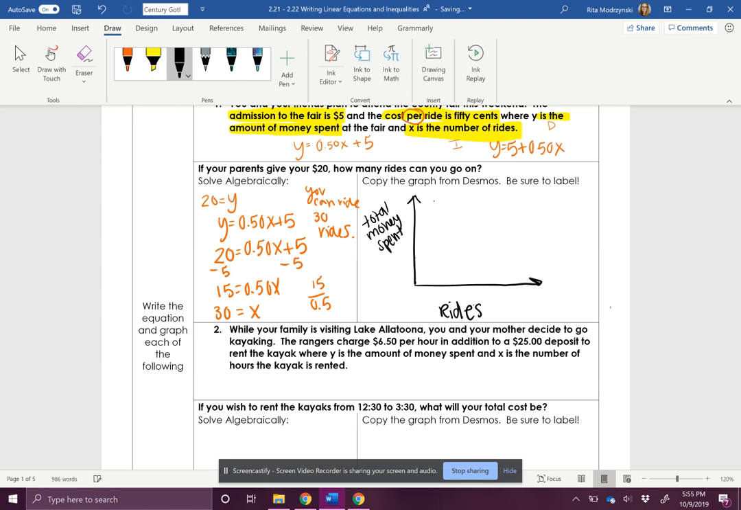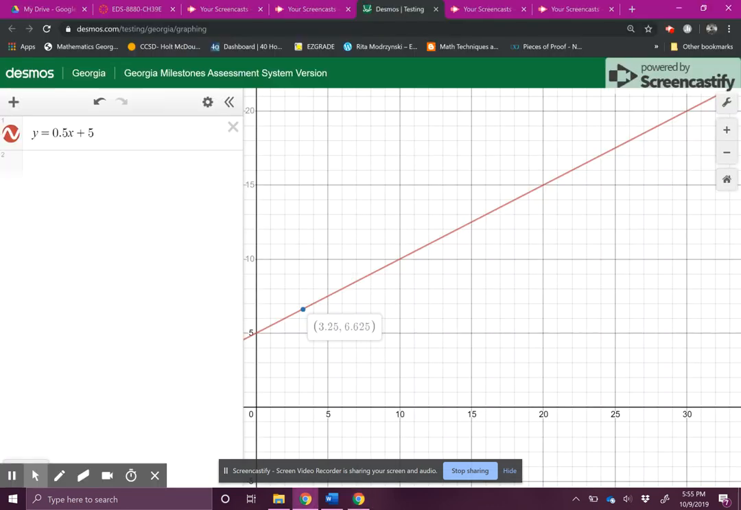Now, our graph, when we go back and look at it, we see in this picture, if I hover over this point, we see 0, 5. That is our y-intercept. And literally what that point means is if I ride 0 rides, I pay $5 just to get into the fair.